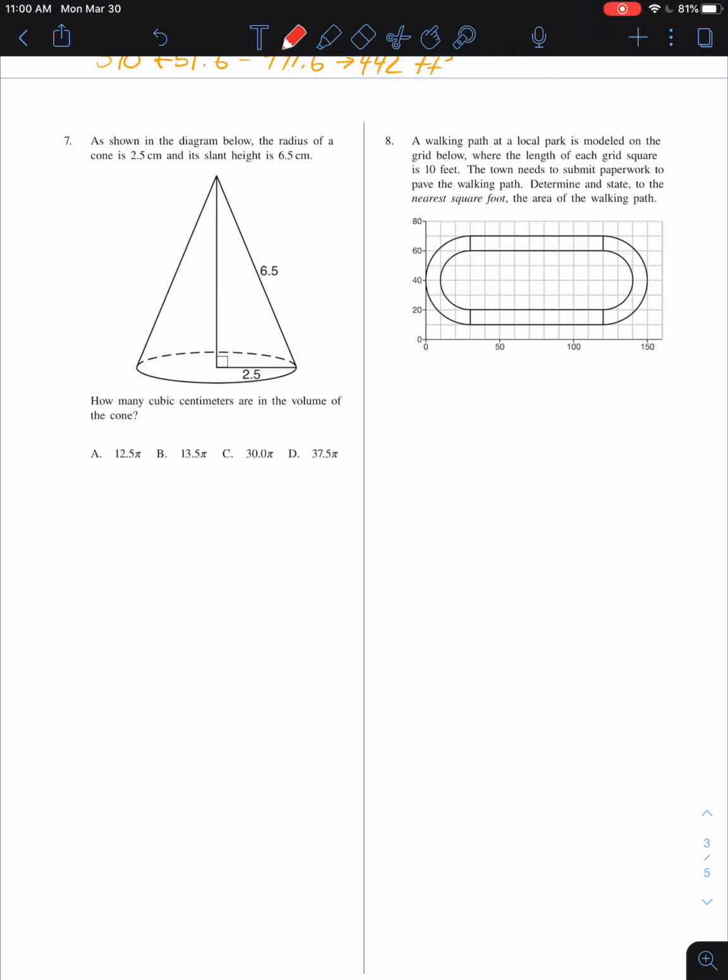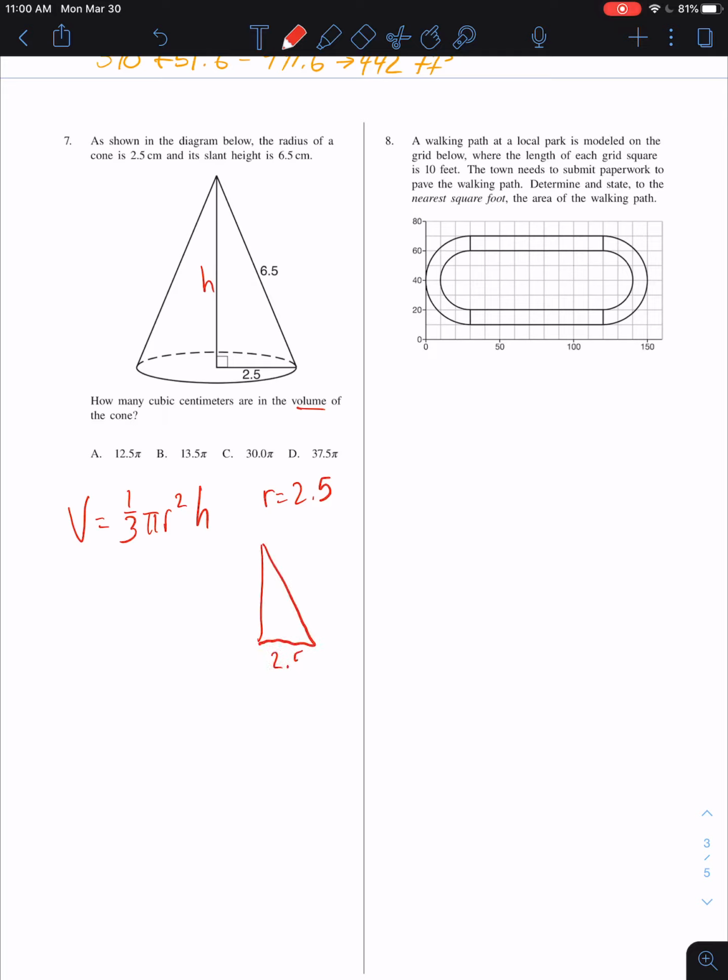Okay, for number 7, we have a cone. We're given the radius, and we're given its slant height. Be careful here, because they're asking you for the volume of the cone. The cone formula, the volume that we have, is 1/3 pi r squared h. Now this comes from our formula sheet. We know what the radius is. Okay, the radius is 2.5. What we don't know is the actual height. This is what's known as the slant height. But again, it's seeing what the picture has.